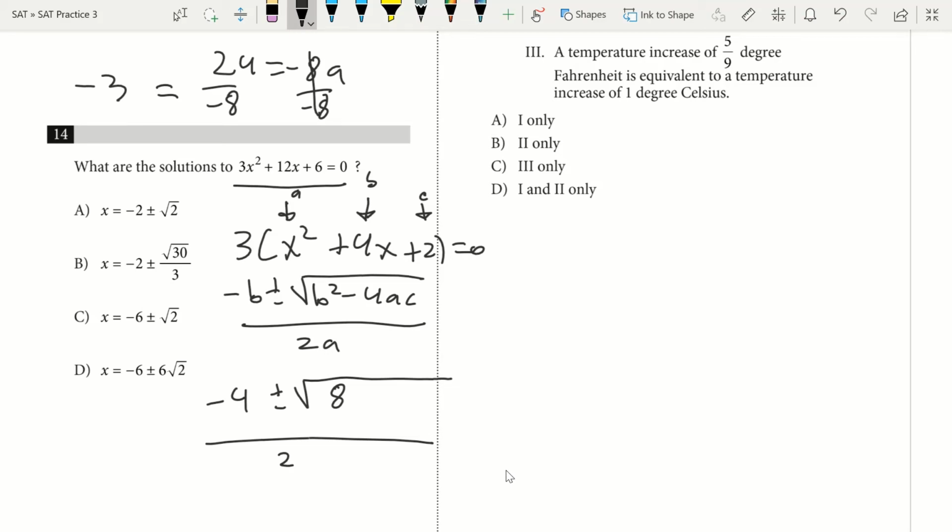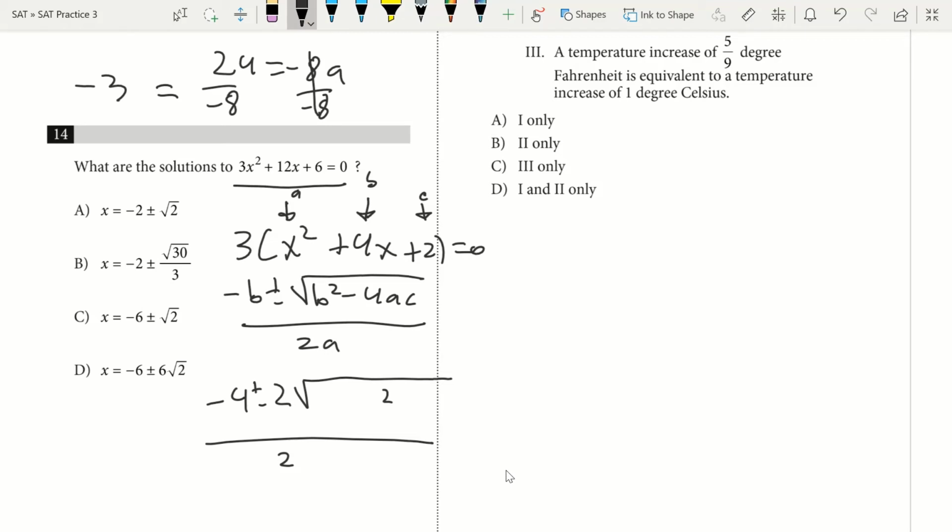Now I can go ahead and simplify. I know that my square root of 8 can be written as 2 times 2 times 2, or 2 to the third. So I know that my group of 2 comes out of my square root, right? That comes out. So now I have negative 4 plus or minus 2 square root 2 over 2.